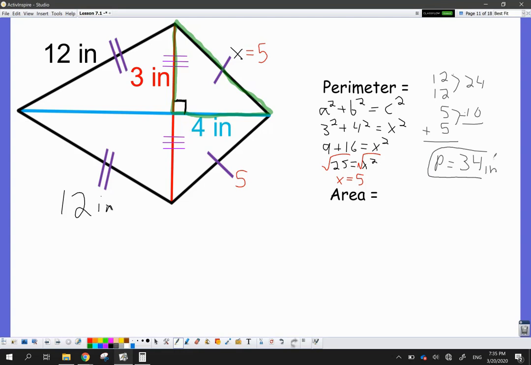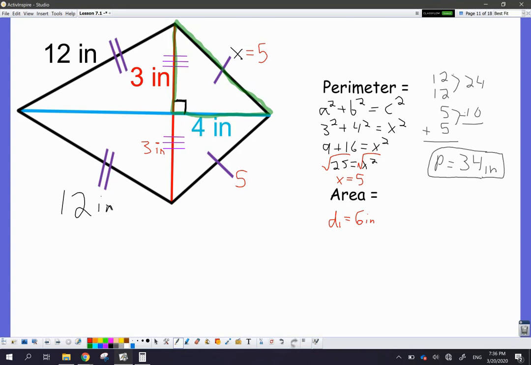So 34 inches. Now area, again, a little bit tricky. Now I know that these two pieces are congruent. So this is 3 inches right here, which means this must be 3 inches too. So let's go ahead and label that, which means that my d1, 3 plus 3, is going to be 6. So let me write that down here before I forget. d1 is equal to 6 inches.